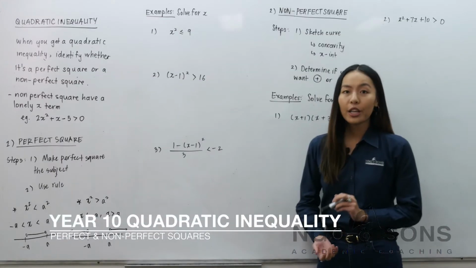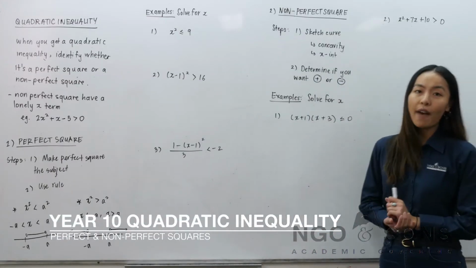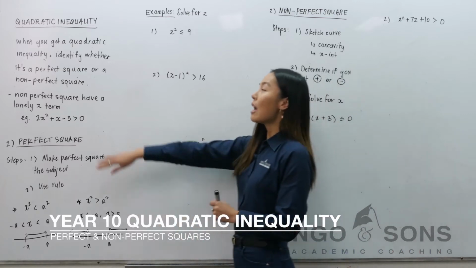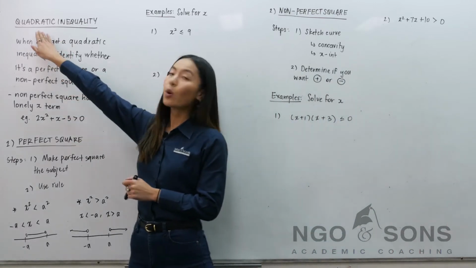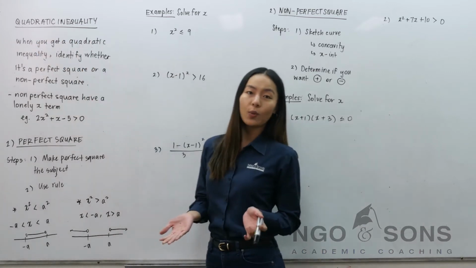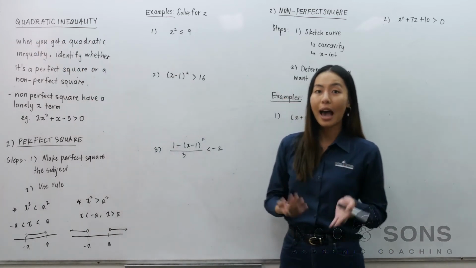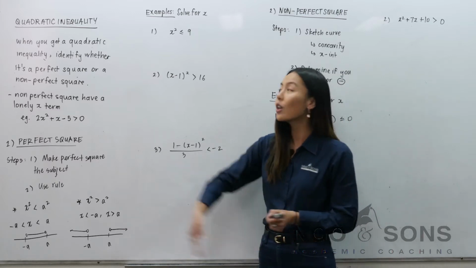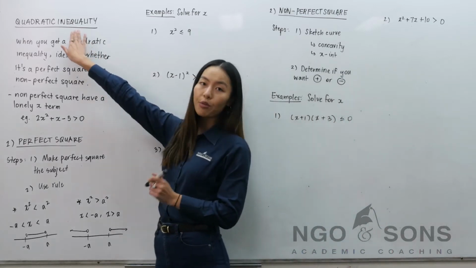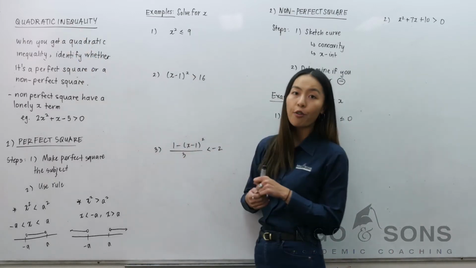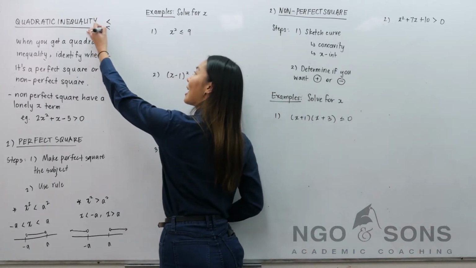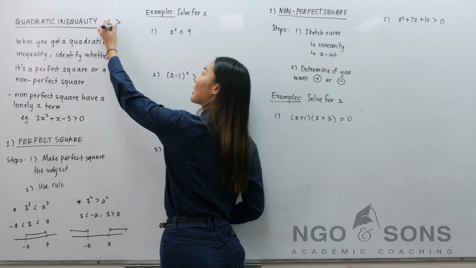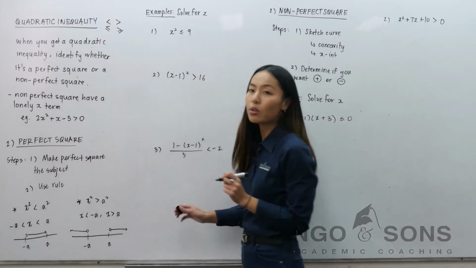So today what I'm going to teach you guys is how to solve a quadratic inequality. Now first of all, what is a quadratic inequality? A quadratic equation is what happens when you have an equation where the highest power of x is 2. And an inequality, remember, is when you have one of our four inequality symbols. They can be less than, less than or equal to, greater than, and greater than or equal to.